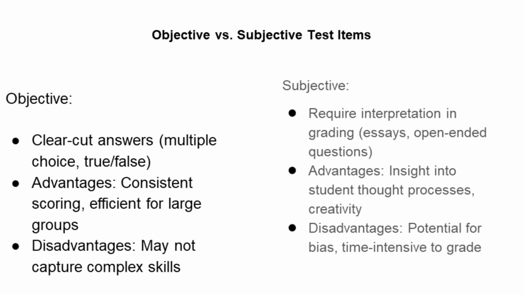So, now, subjective type of test requires the evaluator's judgment to assess the quality of response. Its examples are essay, open-ended question. These provide insight into a student's thought process and creativity, but can be time consuming to grade and potentially introduce some score bias. So these are the subjective and objective tests.